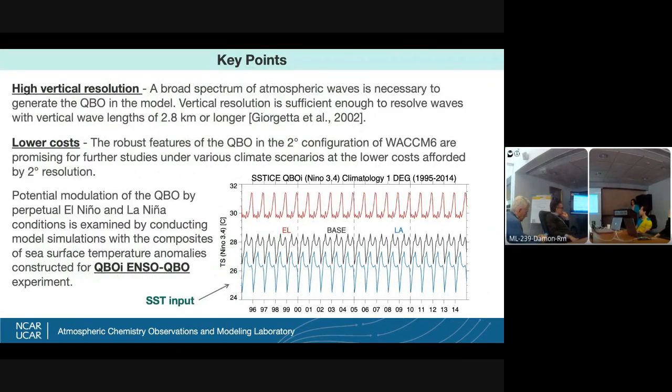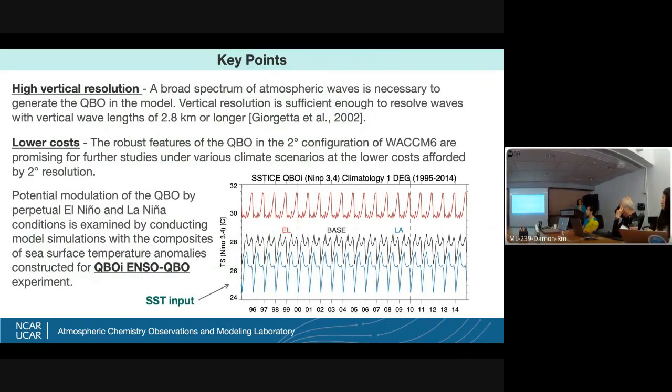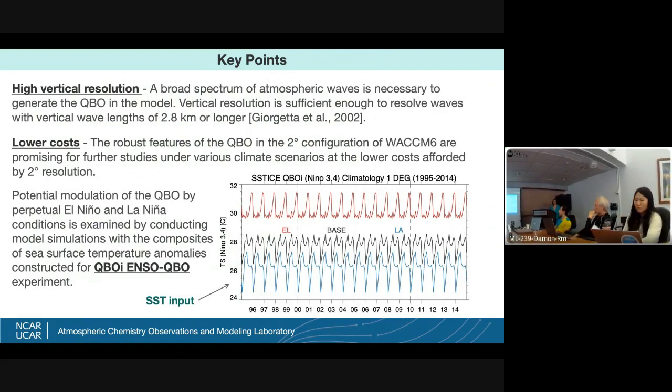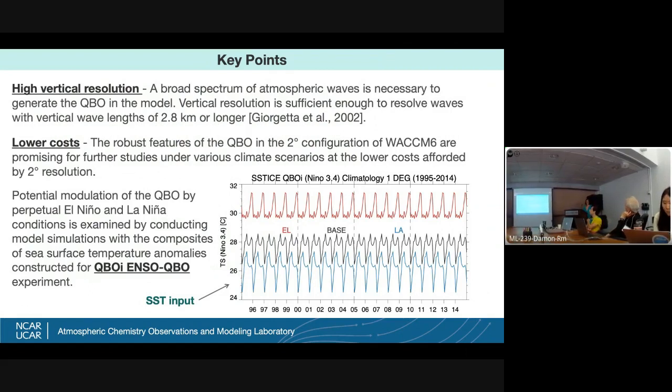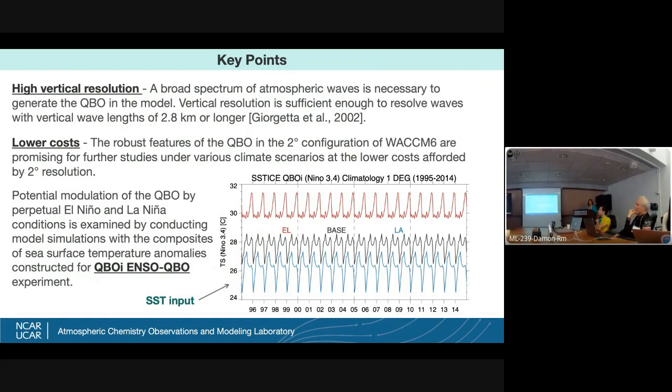So let's just remind ourselves. High vertical resolution is important because to be able to generate a reasonable QBO in the model, a broad spectrum of atmospheric waves is really necessary. For example, this paper talks about even waves with vertical wavelengths of 2.8 kilometers or longer. That's pretty flat. The second point I will make is that by using 2 degree instead of 1 degree horizontal resolution, we can save a lot of cost. So we can apply this model to study climate scenarios over longer periods.